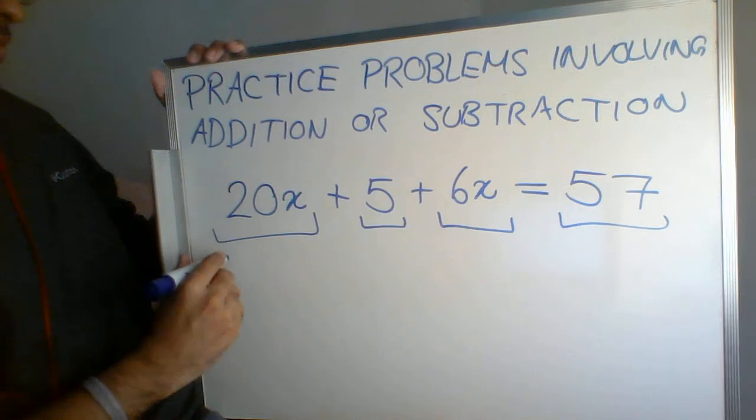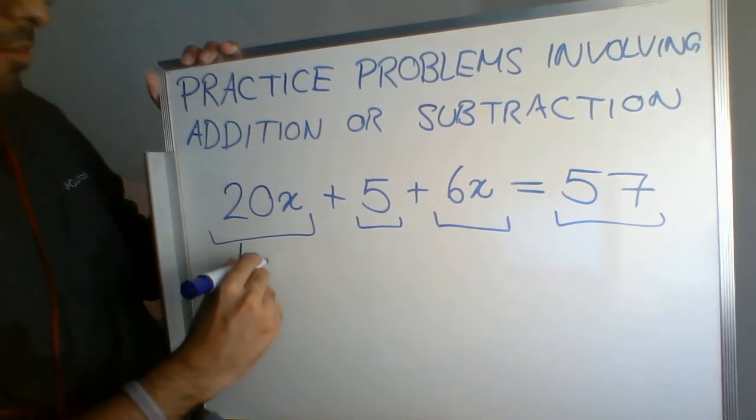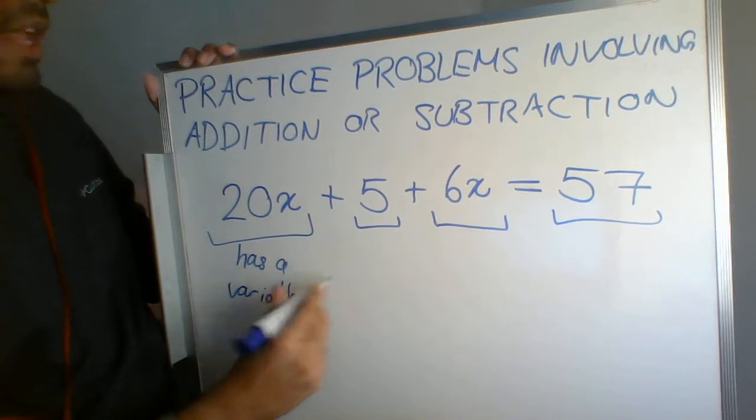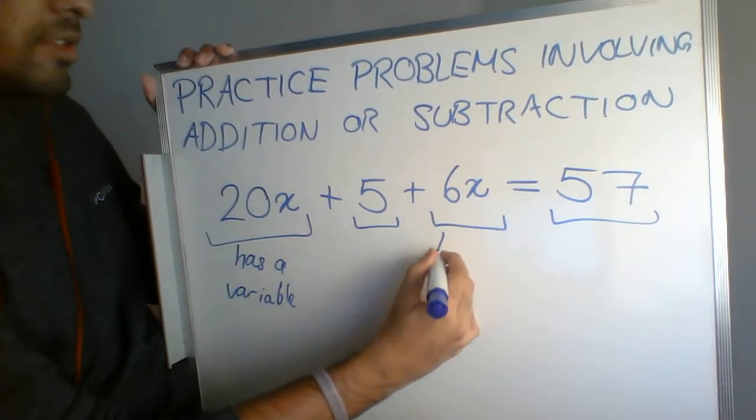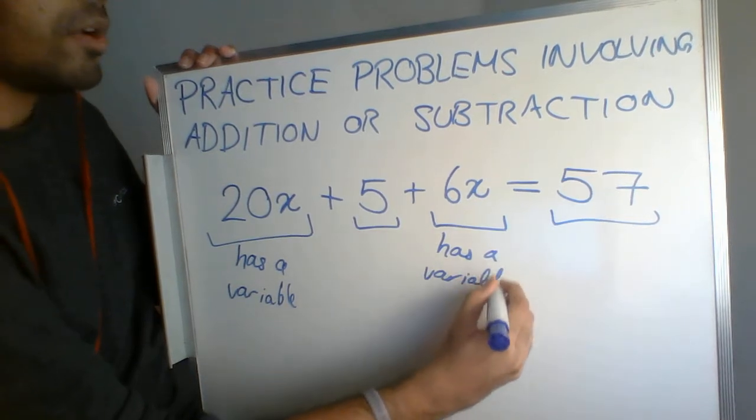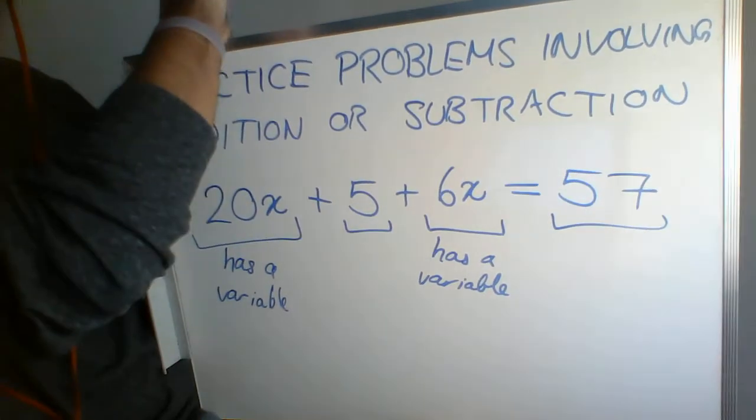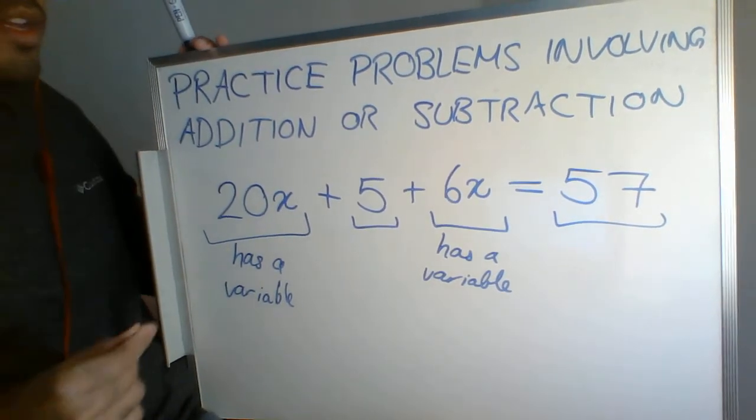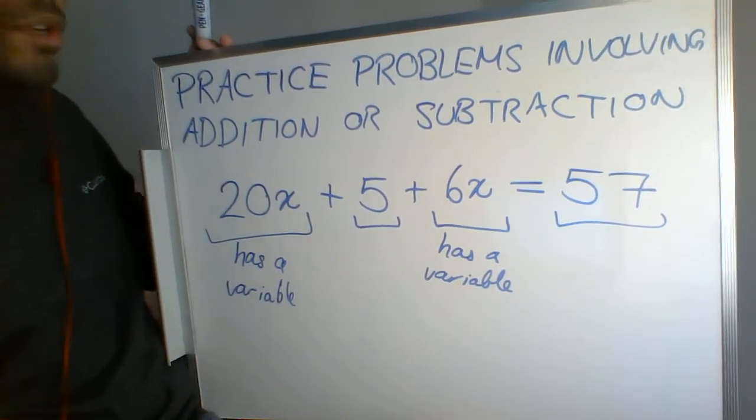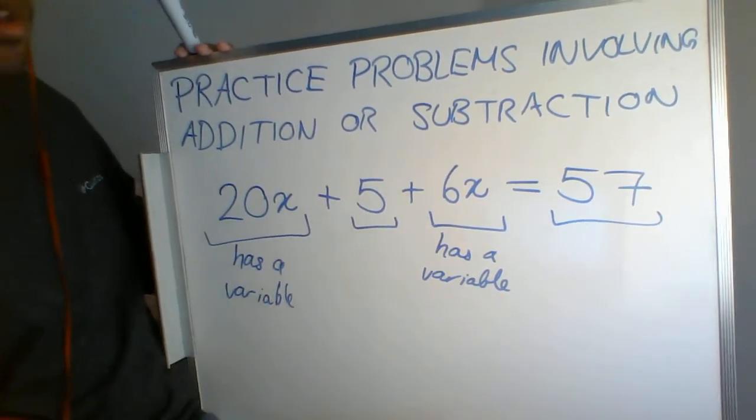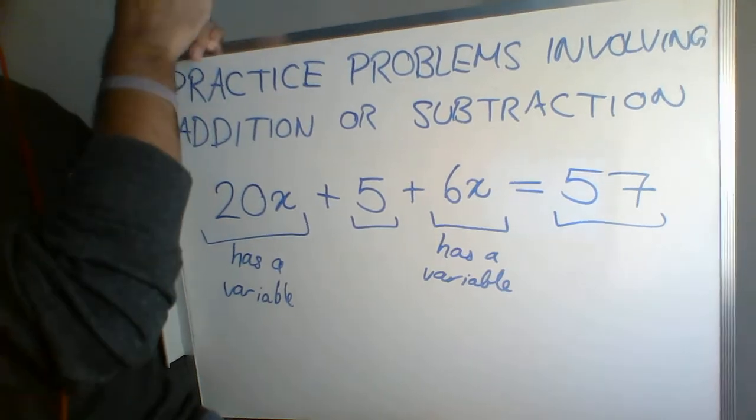But notice that this first term has a variable in it, right? And this third term over here, this 6x, also has a variable in it. So the important thing that you have to watch out for when you're adding and subtracting is that you can only add and subtract numbers with numbers and terms that have variables with terms that have variables. And it's a little bit more specific than that.